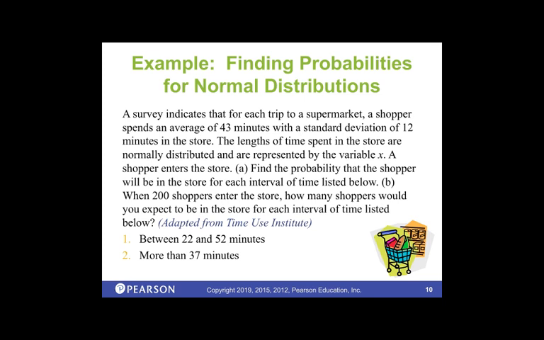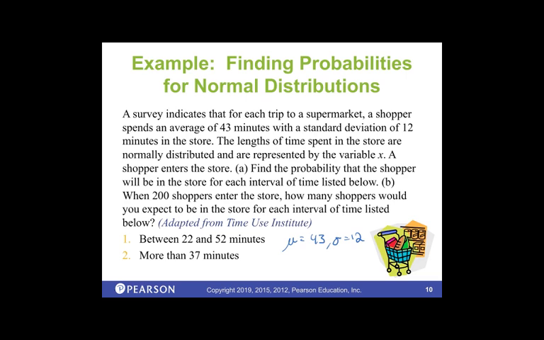A survey indicates that for each trip to a supermarket, a shopper spends an average of 43 minutes with a standard deviation of 12 minutes in the store. The lengths of time spent in the store are normally distributed and represented by the variable x. A shopper enters a store. Find the probability that the shopper will be in the store for each interval of time listed below. And then, when 200 shoppers enter the store, how many shoppers would you expect to be in the store? So our mu is 43 minutes with a standard deviation of 12 minutes.